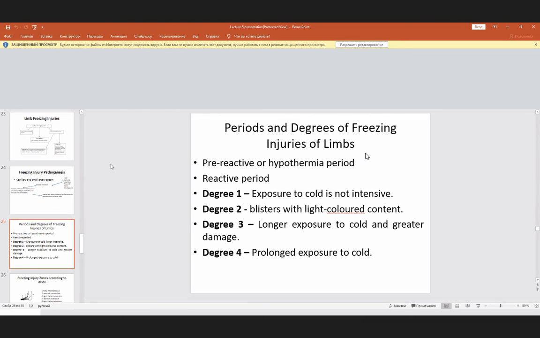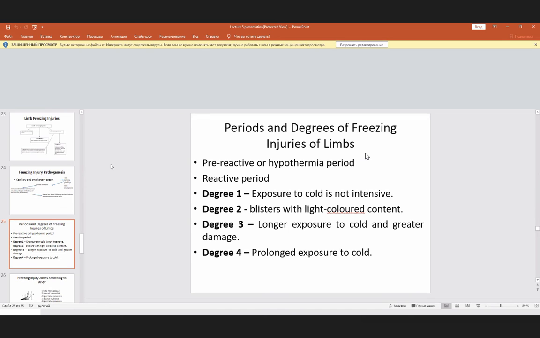Sometimes cyanotic or mobile team are observing. When warm touch in the pain severity, pressure, active movements. Degree 2, exposure to cold is not intensive. The diagnosis is apparent when blistered with a light colored content from 2 days. The germinative layer of skin is not damaged.